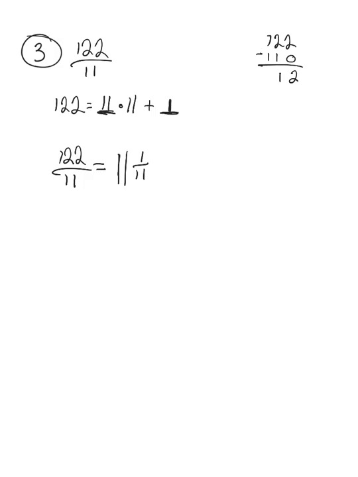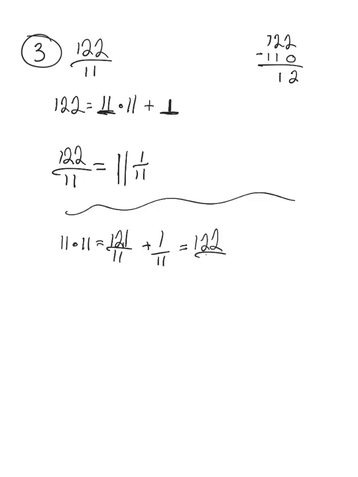And to convert back, this one I will do. You want to say 11 times 11 equals 121 over 11 plus 1 over 11 equals 122 over 11. And there you go. Converted back, it worked out, it's the same, you've done it correctly.